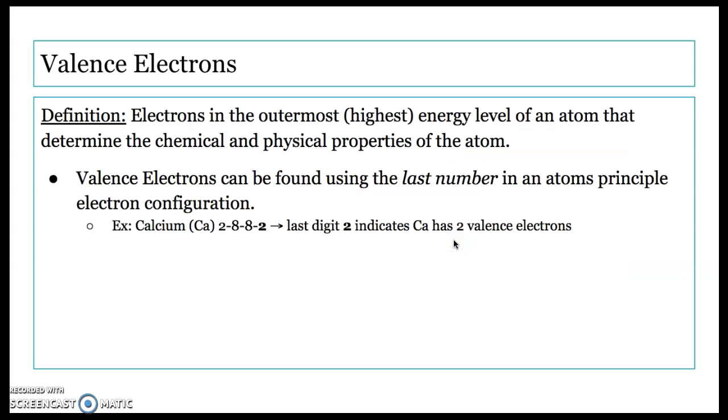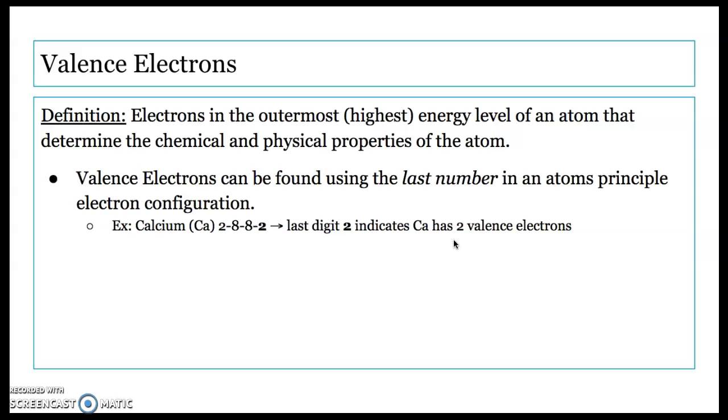All right, valence electrons. Our definition, we know valence electrons. They're electrons in the outermost or highest energy level of an atom that determine the chemical and physical properties of that atom. The reason we're referring back to this in this unit is that last part there. They determine the chemical and physical properties of our atom. So valence electrons are going to be the basis of all these trends, as well as atomic radius.